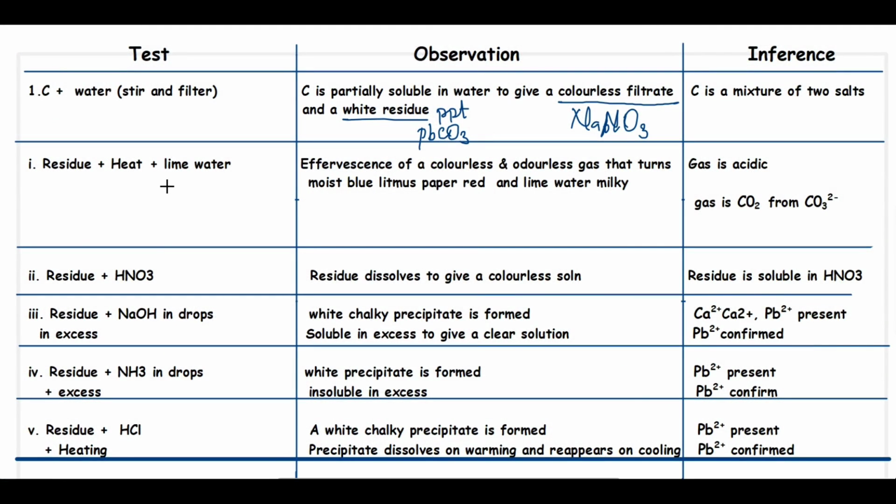If you heat the residue, which is lead carbonate, you will have an effervescence of a colorless and odorless gas that turns moist blue litmus paper red and lime water milky. So the gas is acidic, and the gas is carbon dioxide, from the carbonate.